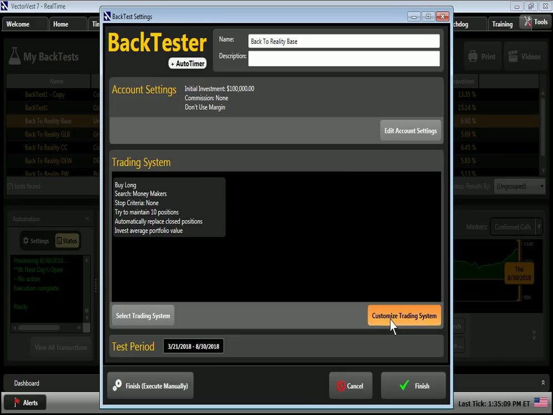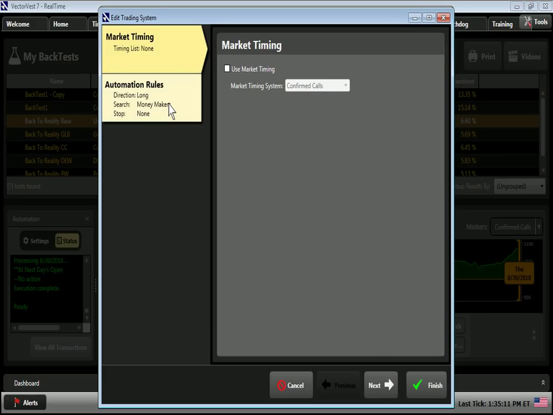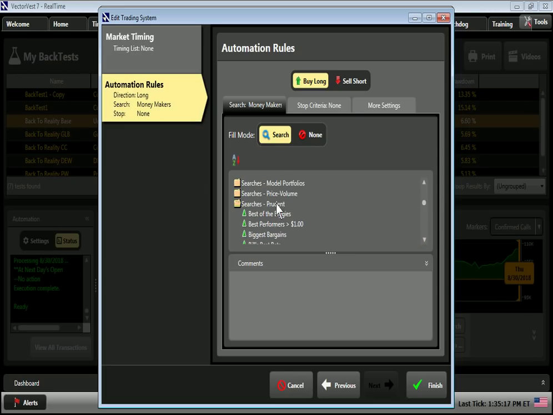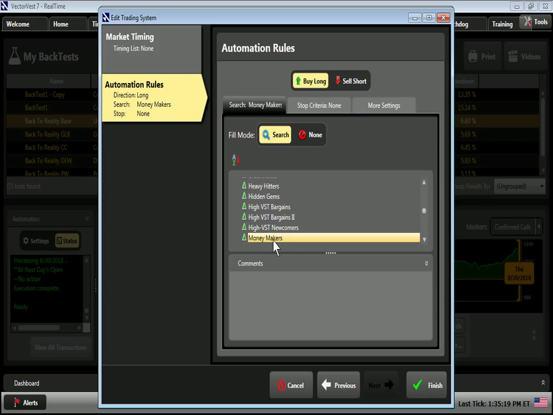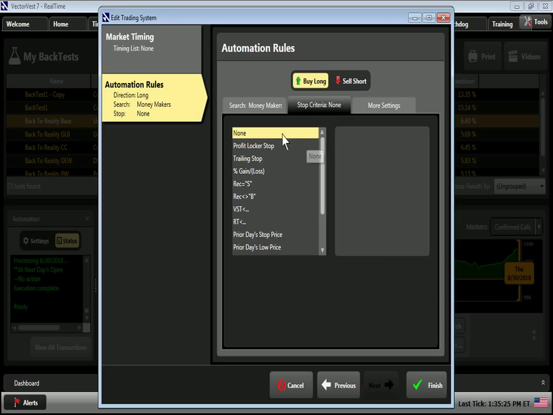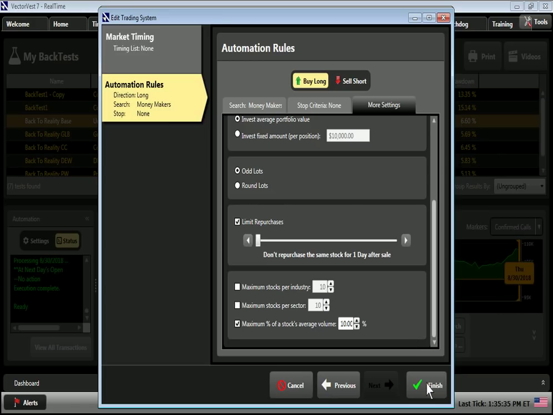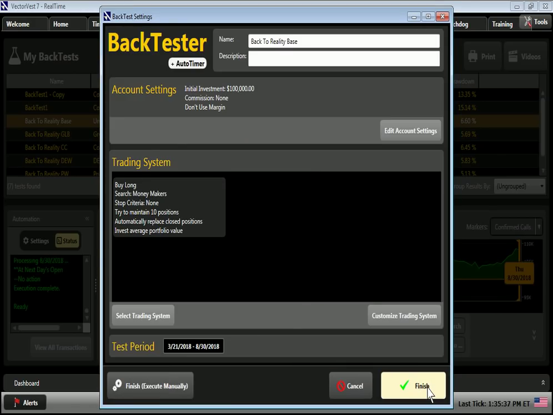If I click on customize the trading system and go to rules long, where do we find the Moneymakers? We go over to search is prudent, scroll down, there it is, Moneymakers. Folks, it's a very simple system. Stop criteria none. This was just a base test to see how it worked over those months. Under more settings, we were using 10 stocks and I didn't change anything else. Click on finish. Click on finish again.